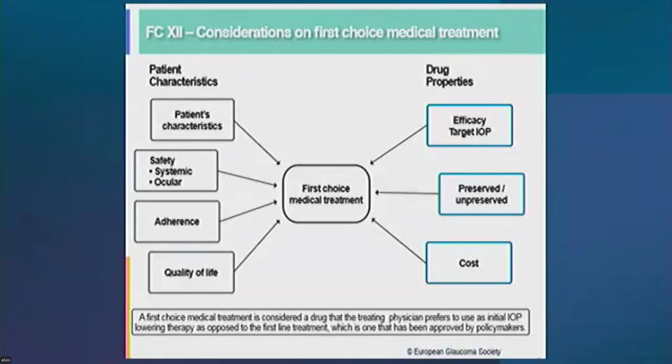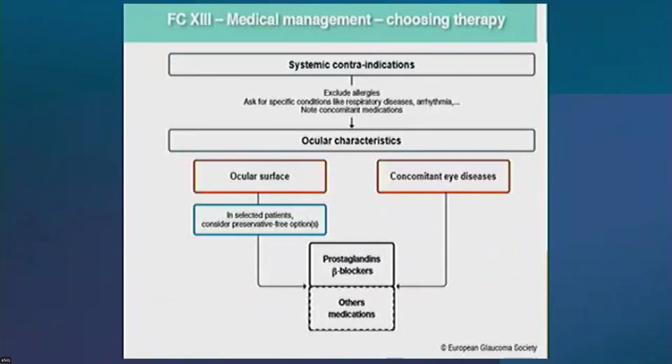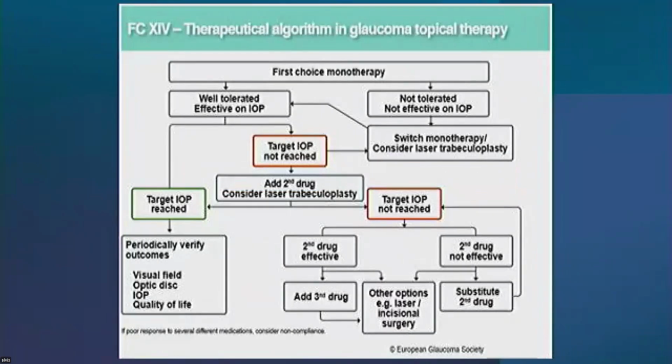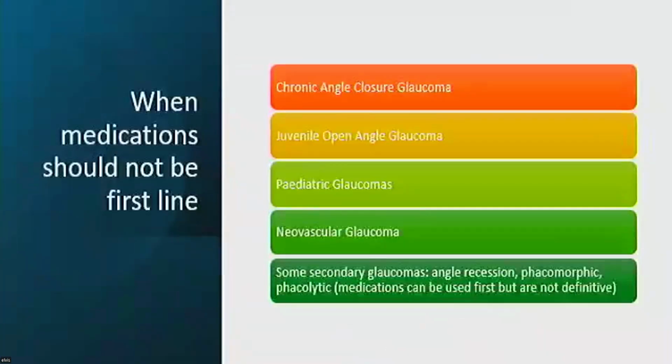Now, the general principles in what exactly you choose are patient preferences, efficacy of the medication, target IOP, and adherence. Generally, all of these things play into prostaglandin analogs being the first choice medical treatment for most people. If the patient does not tolerate that first choice, then you switch the monotherapy. But if the patient has some IOP lowering, but it's not enough, then you can add a second medication for topical therapy.